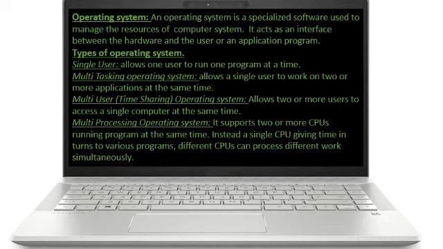Multi-user or time-sharing operating system. It allows two or more users to access a single computer at the same time. Multi-processing operating system. It supports two or more CPUs running programs at the same time, instead of a single CPU giving time in turns to various programs. Different CPUs can process different work simultaneously.